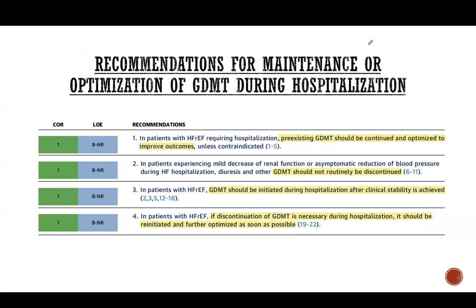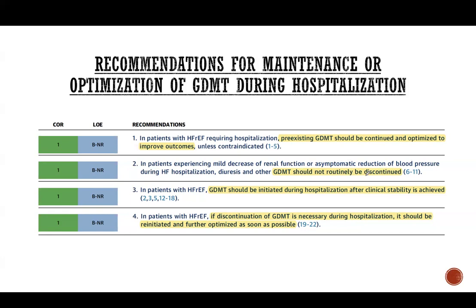And recommendations for maintenance or optimization of guideline-directed medical therapy during hospitalization. Suppose the patient is already on guideline-directed medical therapy for heart failure. Now he has come with acute decompensated heart failure. Pre-existing therapy should be continued and the dose should be optimized to improve outcomes unless contraindicated. In a patient experiencing mild decrease of renal function, suppose his creatinine has slightly raised, or an asymptomatic reduction of blood pressure during heart failure hospitalization, diuresis and other guideline-directed medical therapy should not be discontinued.